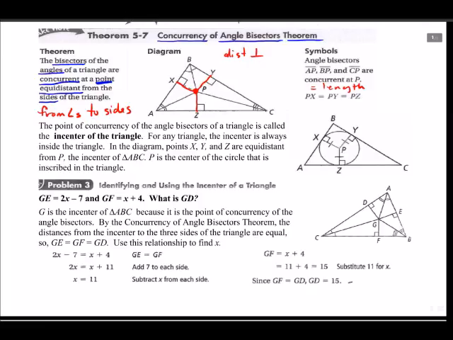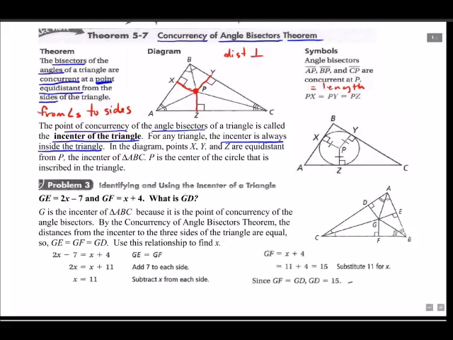Just like in the concurrency of our perpendicular bisectors, the point of concurrency of your angle bisectors is called the incenter of the triangle. And where do you suppose we are going to find the incenter? Inside. In any triangle, the incenter is always inside the triangle. This is different from what we just did. No matter what triangle you use, your incenter will always be somewhere inside.